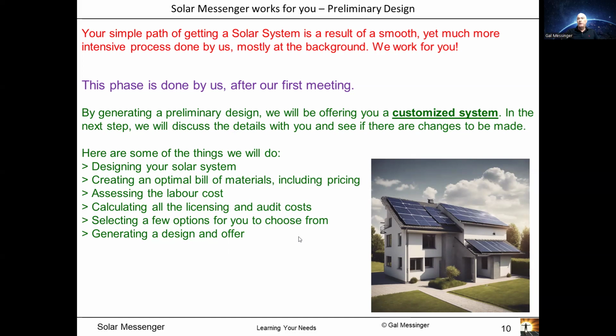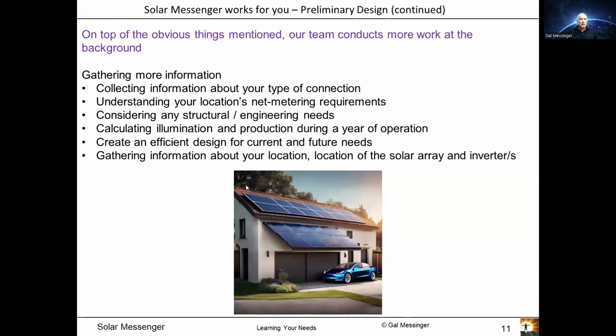So in this process, what do we do? We design your system using all that we know: your roof inclination, size and options. We create the optimal bill of materials with what we think is the best cost-effective long-term solution for you. We assess the labor cost, calculate all the licensing and audit costs, and select a few options for you to choose from. Then we generate a design and give you a basic offer, which we can discuss in our next meeting. When we do this, there's a lot of work in the background.